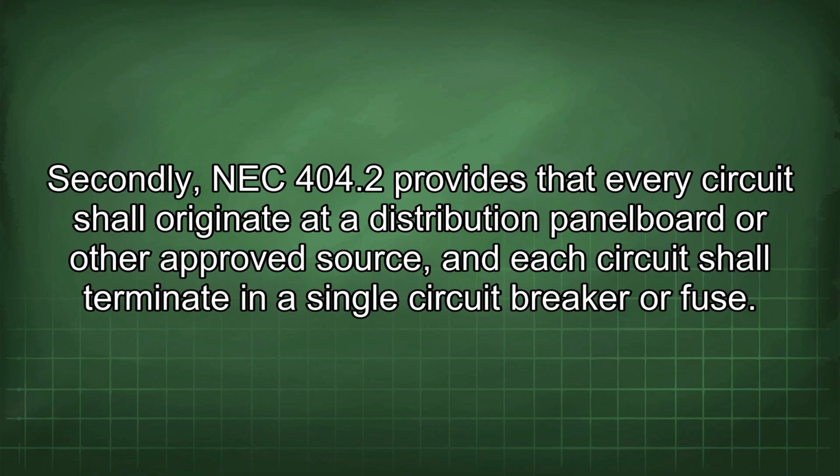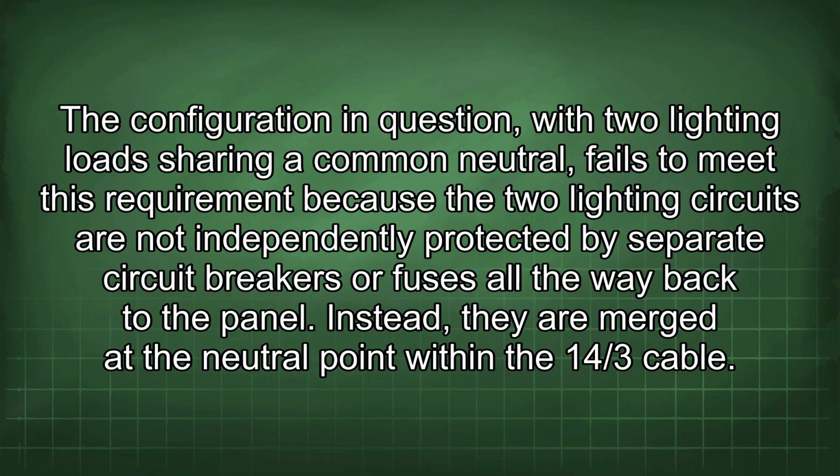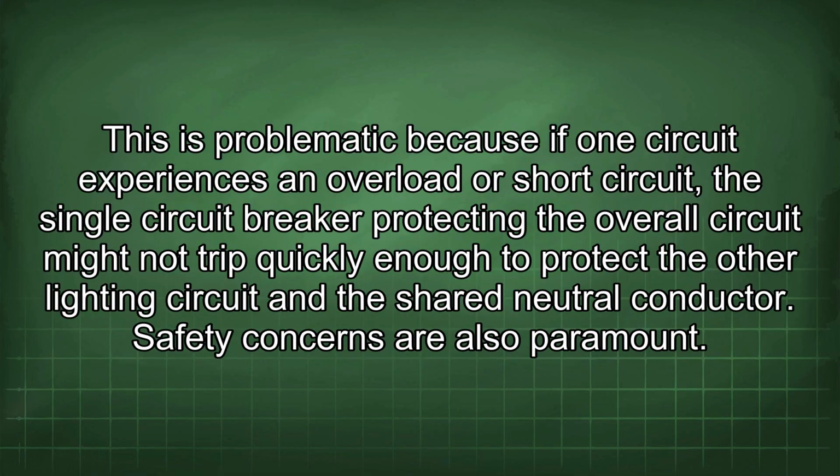Secondly, NEC 404.2 provides that every circuit shall originate at a distribution panel board or other approved source, and each circuit shall terminate in a single circuit breaker or fuse. The configuration in question, with two lighting loads sharing a common neutral, fails to meet this requirement because the two lighting circuits are not independently protected by separate circuit breakers or fuses all the way back to the panel. Instead, they are merged at the neutral point within the 14/3 cable. This is problematic because if one circuit experiences an overload or short circuit, the single circuit breaker protecting the overall circuit might not trip quickly enough to protect the other lighting circuit and the shared neutral conductor.